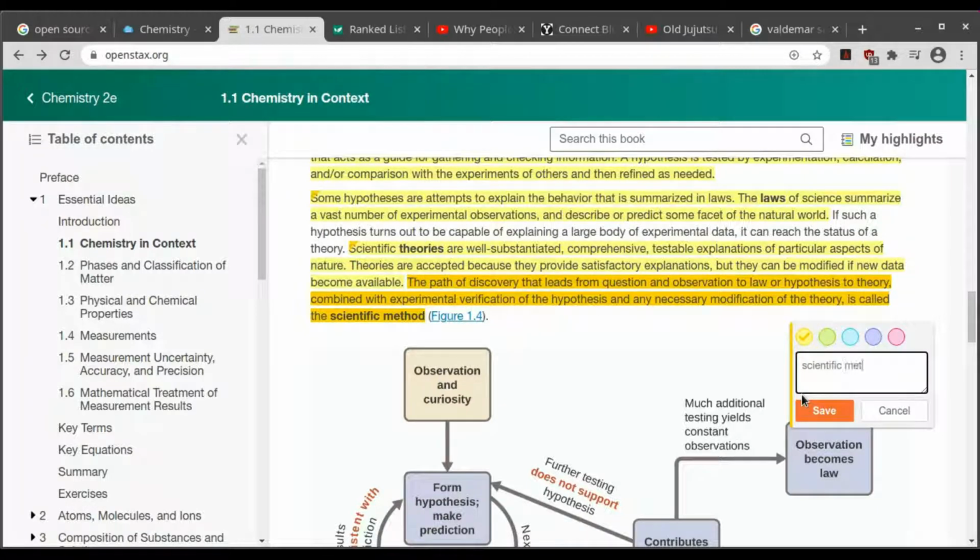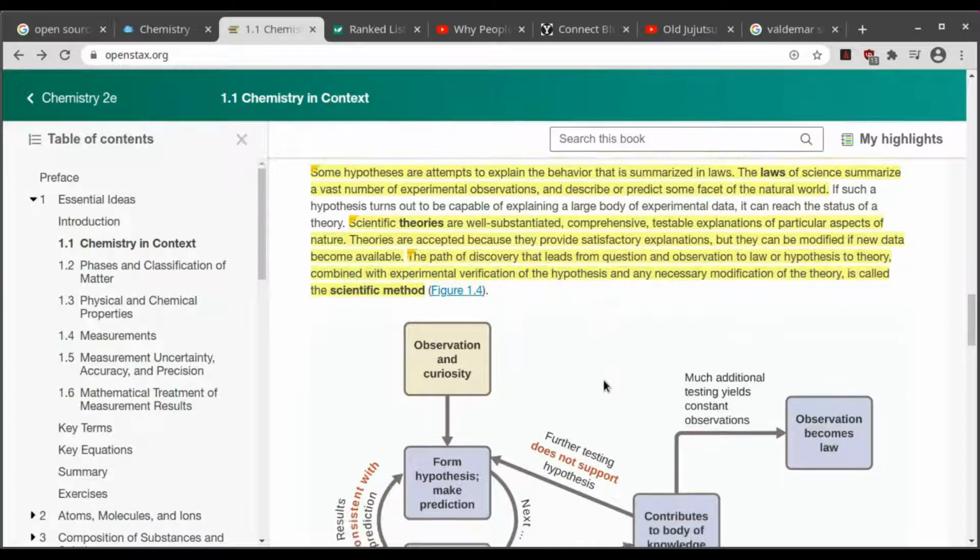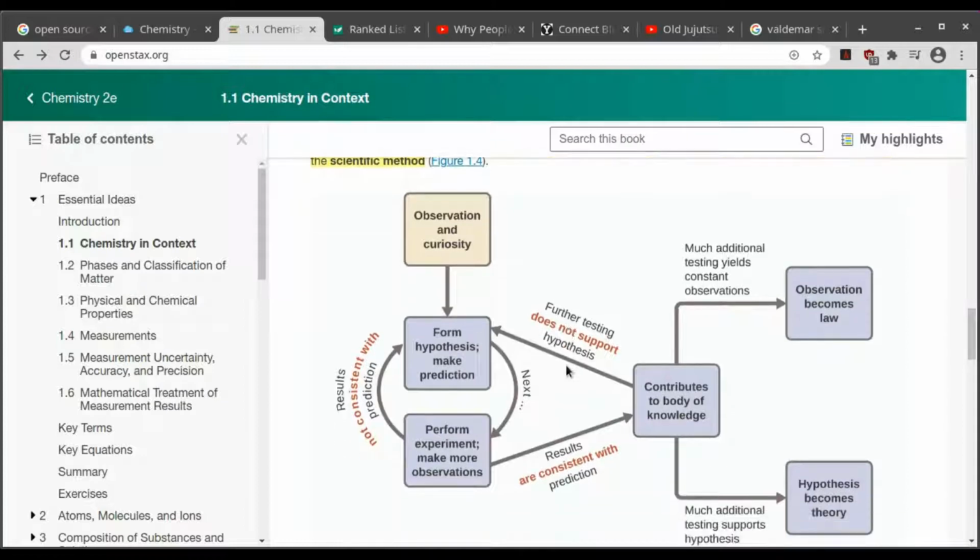All right. And so they have this little flow chart here. They have observation and curiosity. Then you form a hypothesis and make a prediction. And you perform experiments, make more observations. And if it's not consistent with the prediction, then you form a new hypothesis. If you do have consistent results, then we go to contribute to body of knowledge. If it doesn't, we go back to does not support the hypothesis.